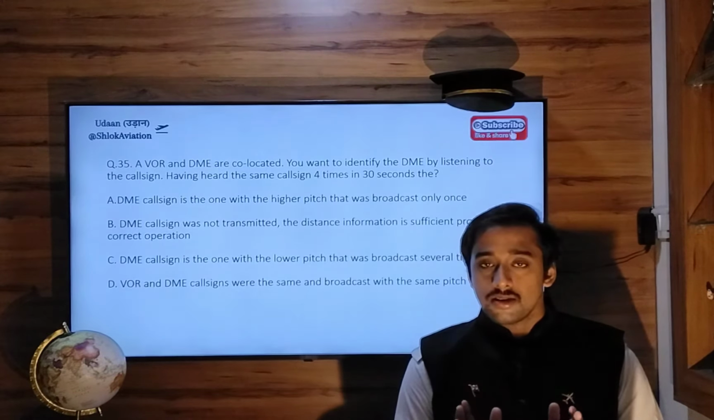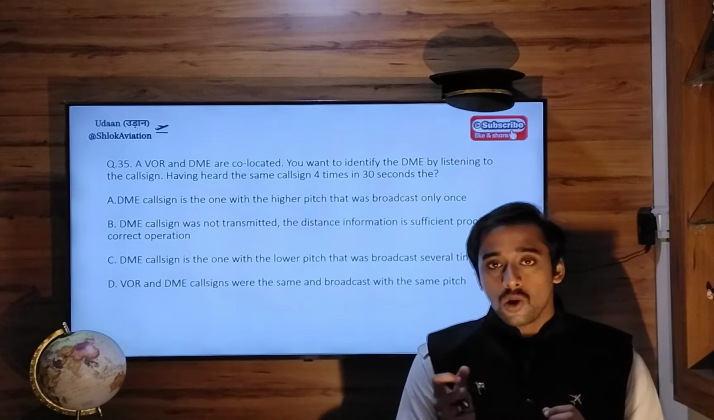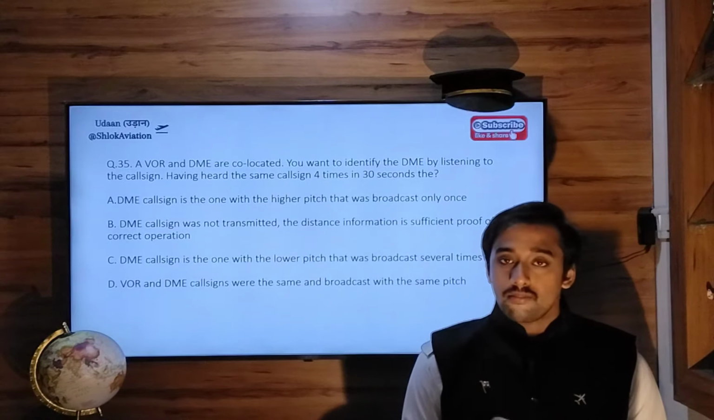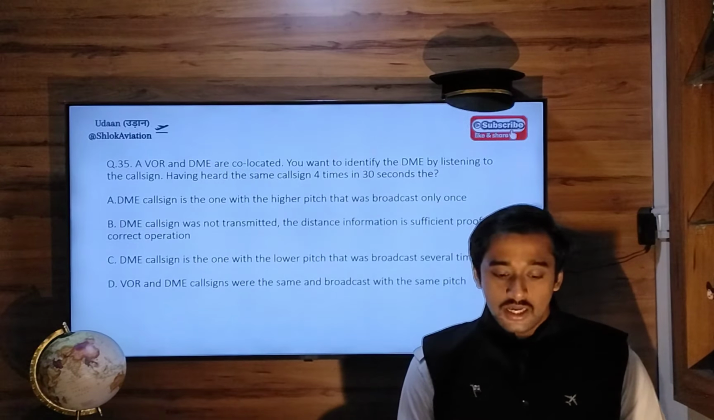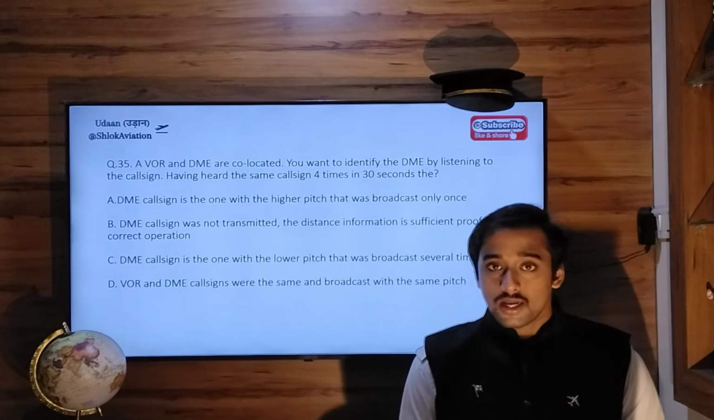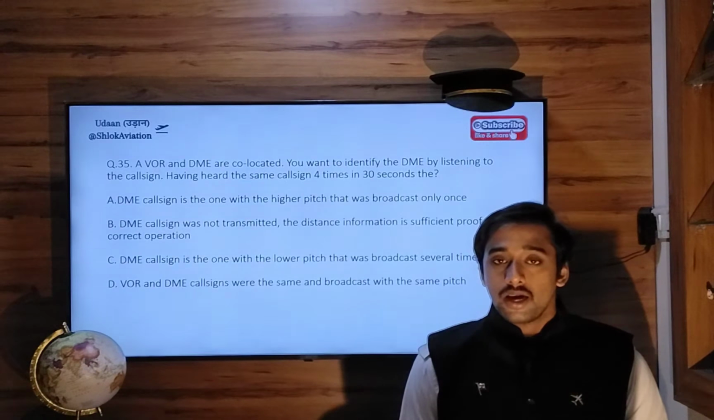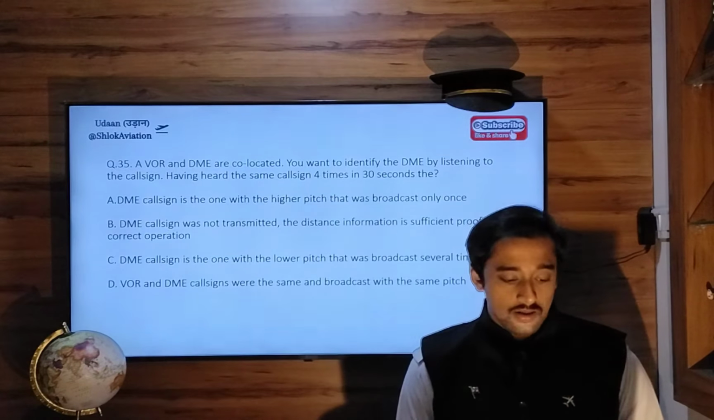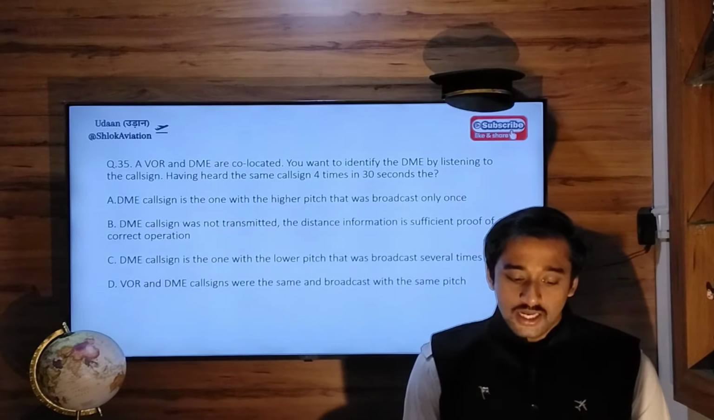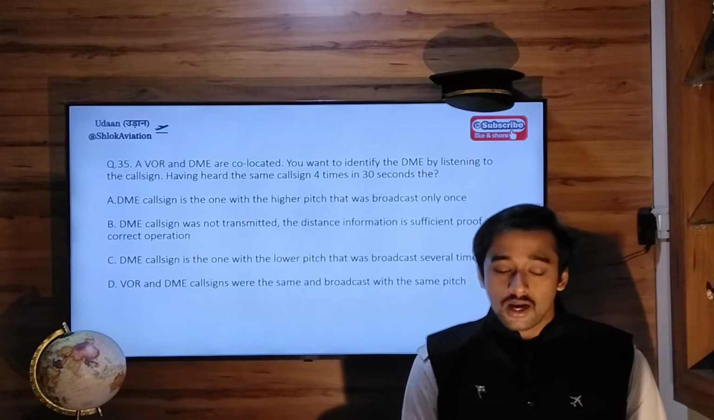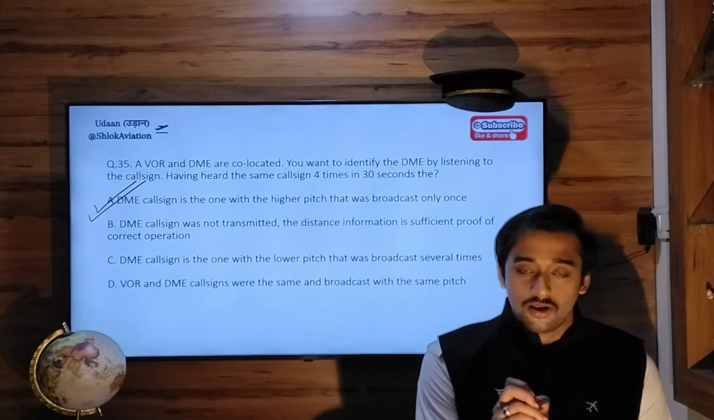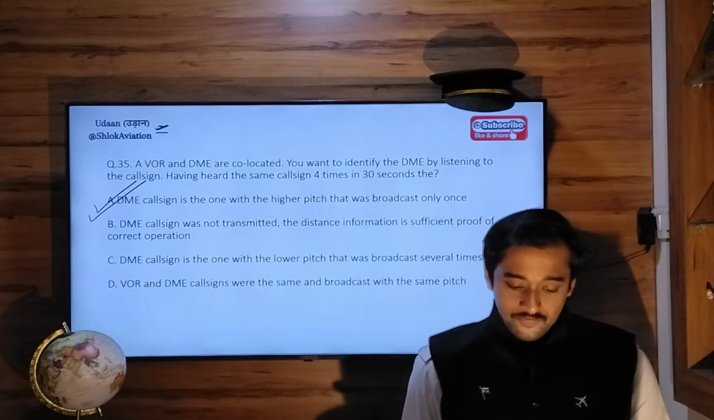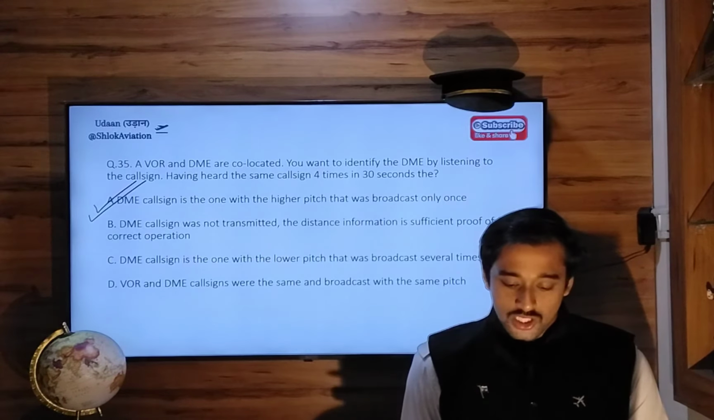Now the call signs of VOR and DME can be identified. The DME call sign's pitch will be higher than the VOR call sign. Okay, so remember, VOR call signs are repeated thrice. The DME call sign is repeated the fourth time, that is the last time. And the DME tone's pitch will be higher than the VOR. So the correct answer will be the DME call sign is the one with the higher pitch that was broadcast only once. So the correct option will be alpha. VOR 3 times, DME 1 time. So 3 plus 1, 4. Let's go to the next question.